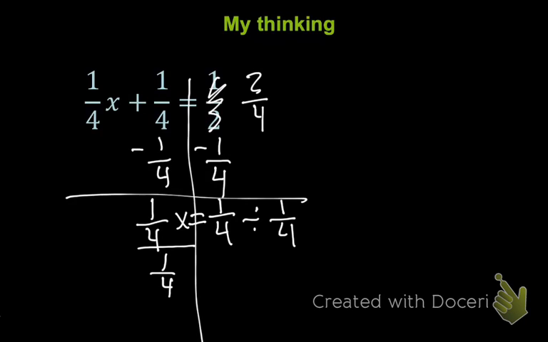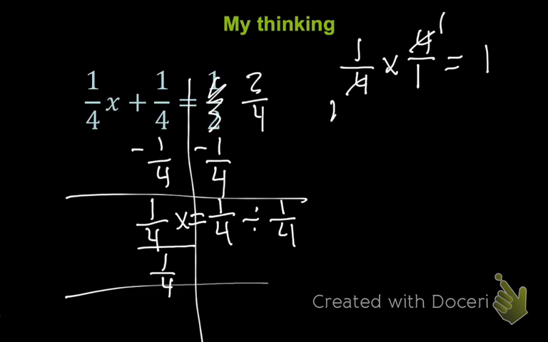And if you remember, when I'm dividing by 1/4, I keep, change, flip, or multiply by the reciprocal. So this becomes 1/4 times 4/1. Simplify across, and I get 1. So that means that x equals 1.